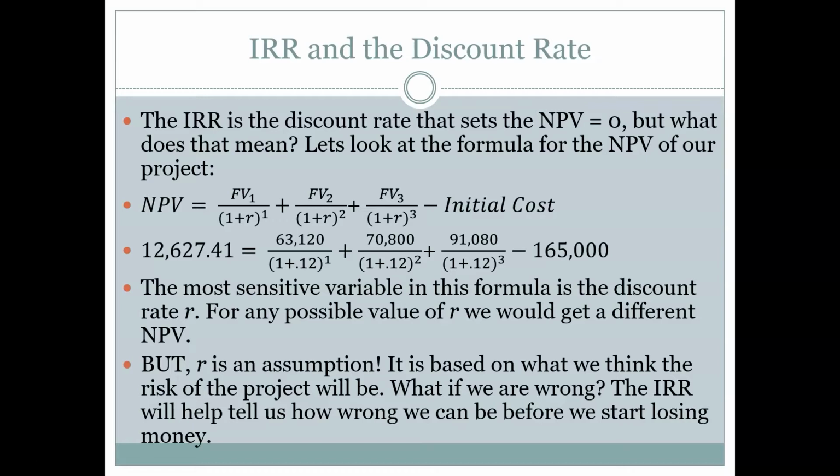But if we solve this function for any value of R, we'll get a different NPV. And what that means is that if we decide that the project has a different level of risk than the one that we think it is, that's caused us to choose 12% required return, we would get a different net present value. So if I thought the project was actually less risky than what I think now, let's say I think it's only risky enough to justify a 10% required return. Well, then if I plugged in a 10% required return, I'd get a higher net present value.